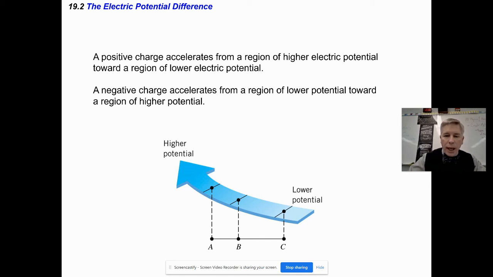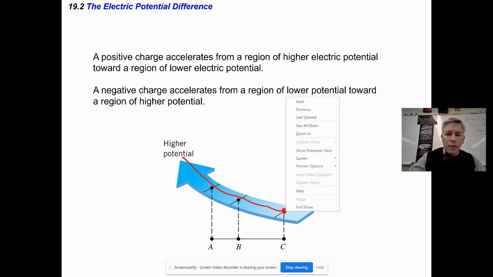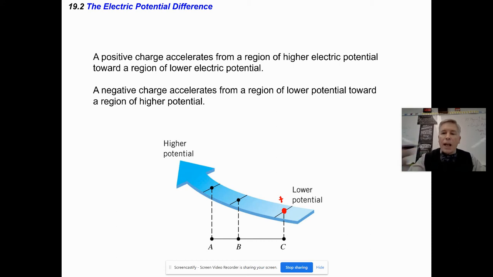If I were to put a positive charge right here at point C, it would move from this lower potential toward the higher potential. So it would move from C to A if it was a positive charge. And we often talk about positive charges. If it was a negative charge, it would actually be moving the opposite way. It goes from a higher potential to lower potential. That's why we typically use positive test charges, because they make more sense. They follow our general idea.